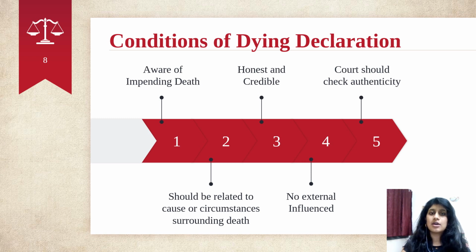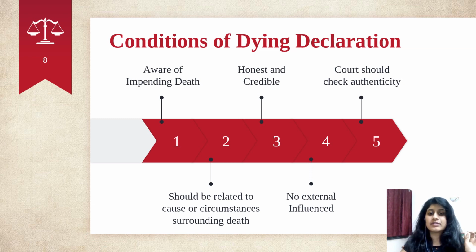Generally speaking, since the legal maxim is that a person who is about to die will not lie, say someone has been injured very badly in a fight and they know that their injuries are going to lead to their death, then most likely they're going to tell the truth of what happened, right? So generally they should be aware of their impending death, but it may not always be necessary.